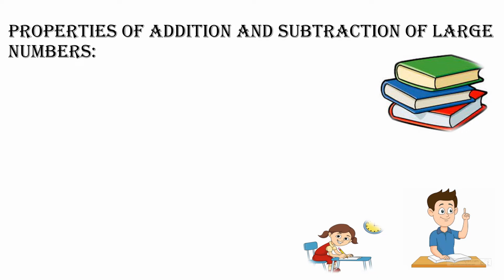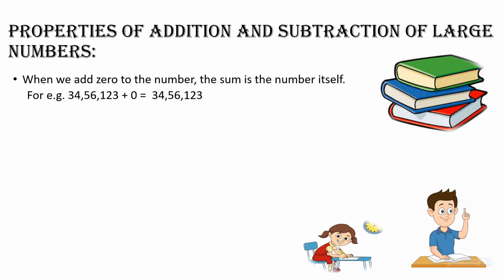Properties of addition and subtraction of large numbers. When we add 0 to the number, the sum is the number itself. For example, when I add 0 to 34,56,123, the answer is 34,56,123.